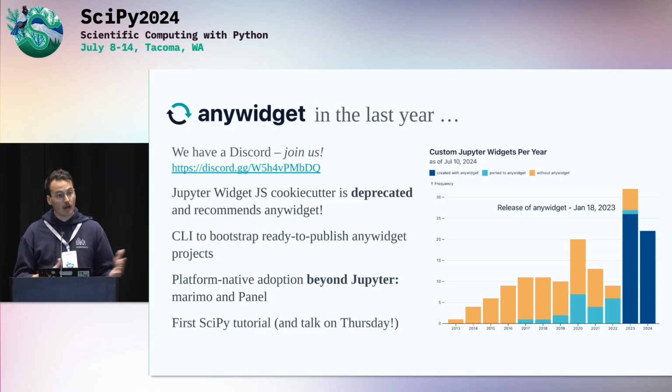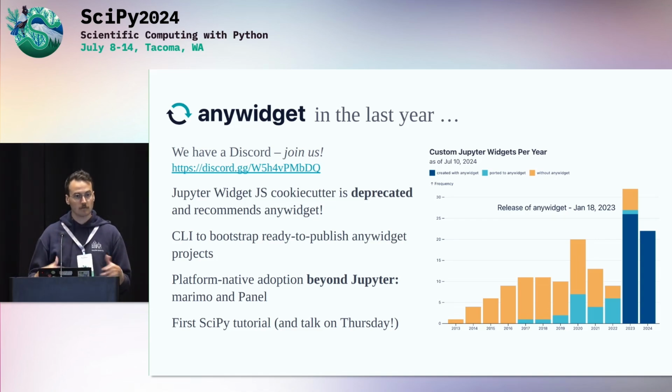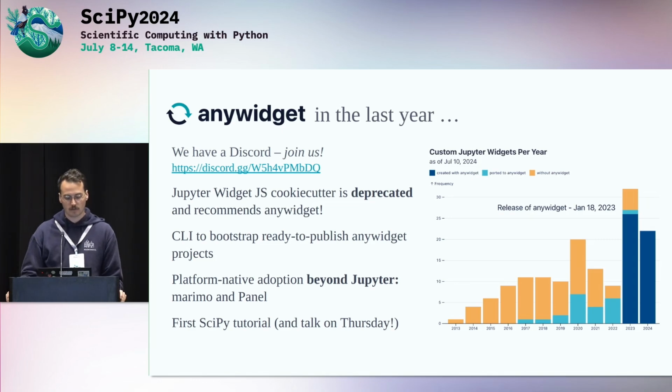And beyond the Jupyter ecosystem, this front-end specification is now being adopted into non-Jupyter environments as a sort of platform-native standard. So Marimo, which is a new interactive computational notebook, is building their third-party extension module system around the AnyWidget definition. And with Panel, we've been in discussions with the Panel developers about building a tighter integration of the front-end module into AnyWidget as well. And this is our first SciPy presenting.